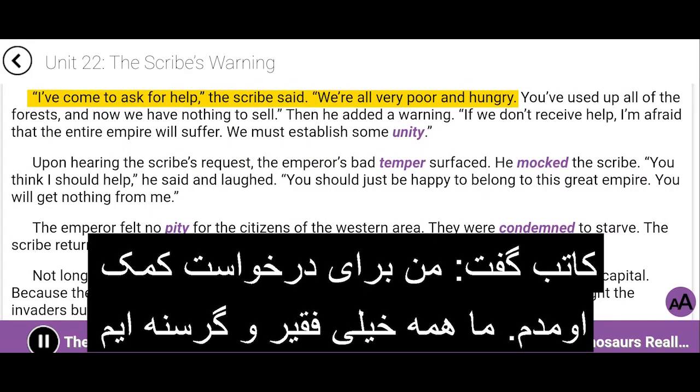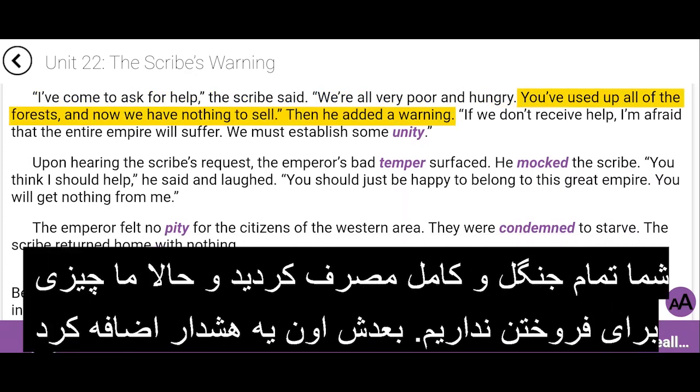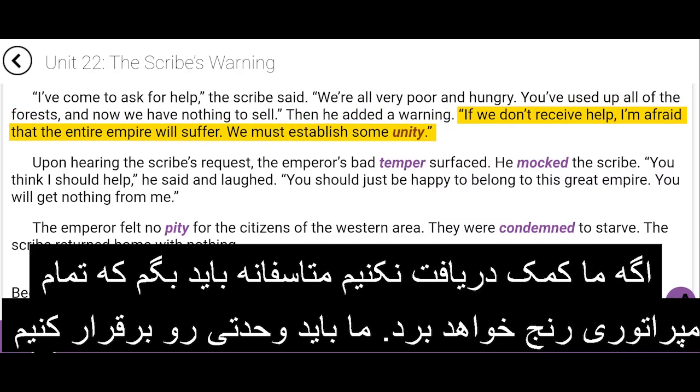"We're all very poor and hungry. You've used up all of the forests, and now we have nothing to sell." Then he added a warning. "If we don't receive help, I'm afraid that the entire empire will suffer. We must establish some unity."